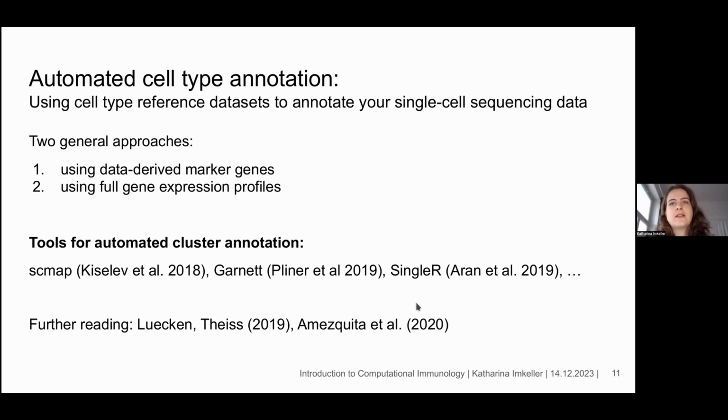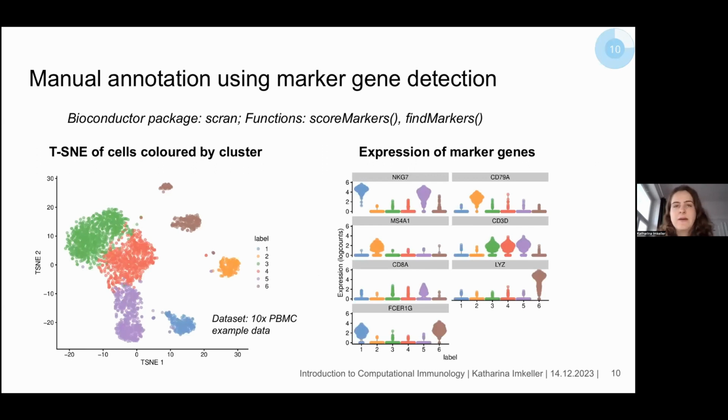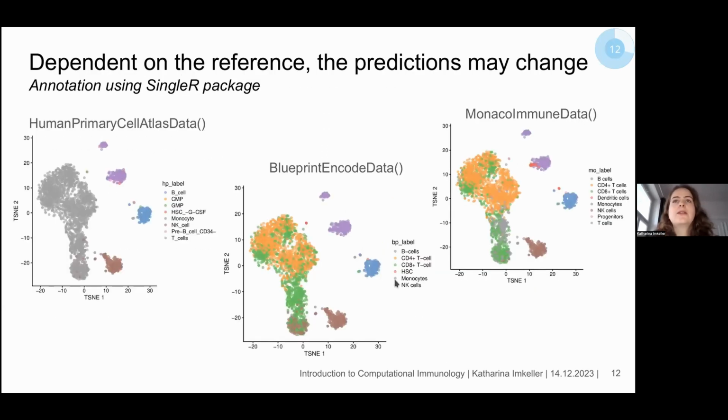So what I did on the next slide is to use this tool, SingleR, to annotate the data set that we saw on this slide. So let's go to the next slide. You see that now I used SingleR and 3 different reference data sets. So this is one reference data set, this is one reference data set, and this is one reference data set. And you see that although I use the same data that I want to annotate, the annotations that I get are slightly different.